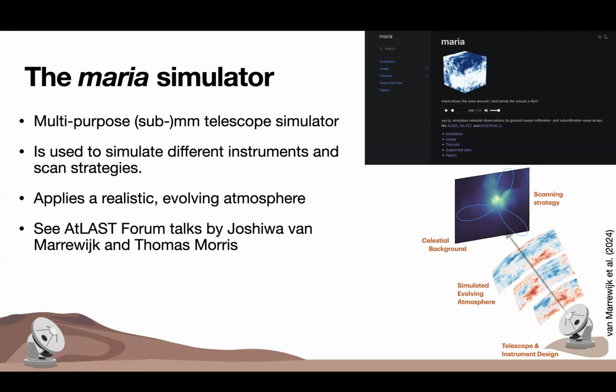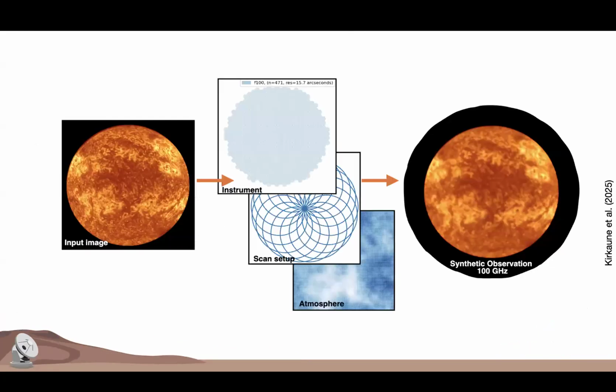See the AtLAST forum talks by Joshiva and Thomas for the details, but just a recap, the Maria simulator is a multi-purpose submillimeter telescope simulator and can be used to test out different instrumental setups and scan strategies to really test out how you best could use a new facility for observations and for observing different targets at different seeing levels, as Maria actually applies a realistic and evolving terrestrial atmosphere, which you can tweak the parameters of yourself to simulate observing under different seeing conditions. So this is just a very rough outline of how this works.